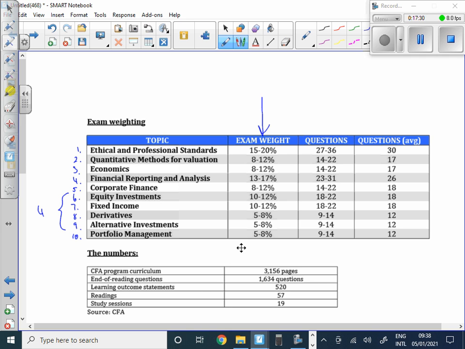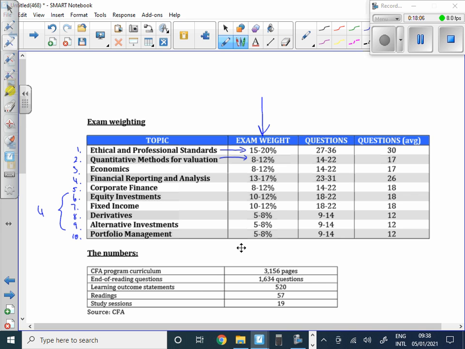In the past, ethics was an exact number. Now it's between 15 and 20%. Quants, beforehand, was an exact number. Again, now it's between 8 and 12%. Having said that, guys, it was a lot easier to work with CFA Level 1 in the past because we knew an exact exam weight. We could tell you how many questions were coming up and how much focus to put on each and every topic. We don't have that anymore, but it doesn't matter.